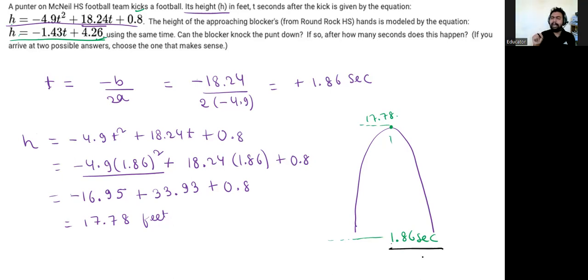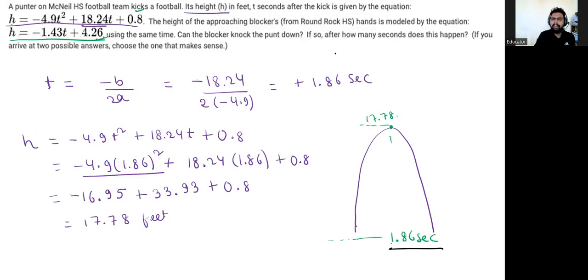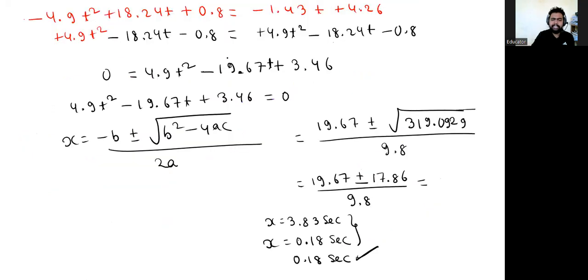So the maximum height at which the ball reached is in 1.8 seconds, and the ball will fall down, obviously it will take less time, right? And this would be blocked by the blocker. So the blocker will take like 0.18 second in order to block the ball, because this is my realistic answer. If you read the question, here it is written, if you arrive at two possible answers, choose which makes sense. So the second one is making sense.